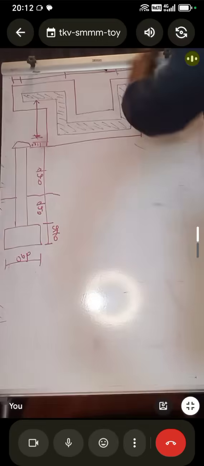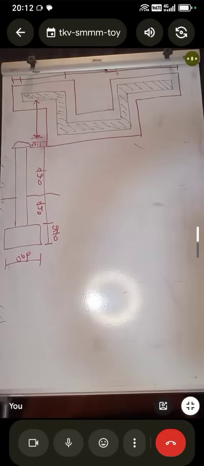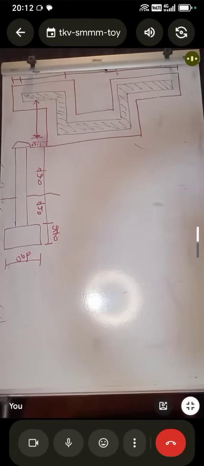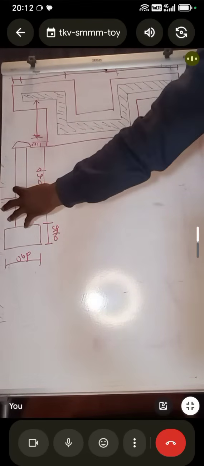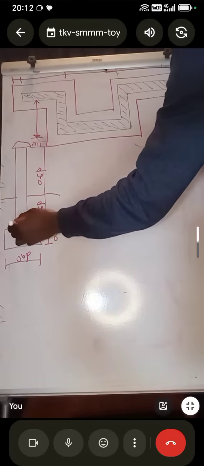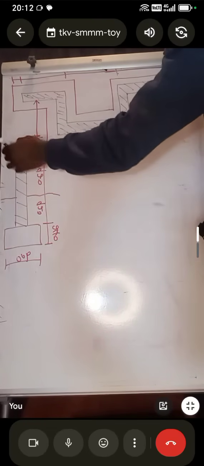The red line indicates the excavation, or this is a trench. The black drawing shows the brick wall. This is a plan view. This is a vertical section. The height of the vertical section, the brick wall, is from here, and it ends here.